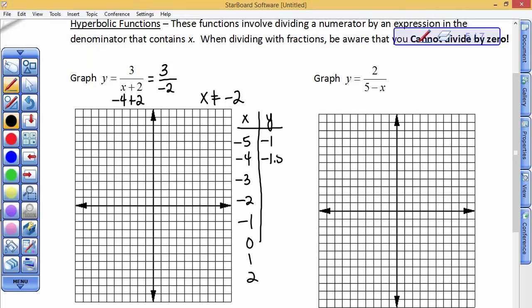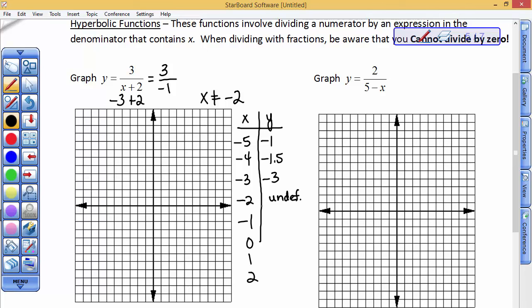It's easier for me to think of it like that when I go to graph. Let's put in a negative 3 now for x. And when I add 2 to that, I'll get a negative 1. And 3 divided by a negative 1 is a negative 3. So again, remember, when I put a negative 2 in for x, I get 0, and we have to say undefined. So we're not going to go there.